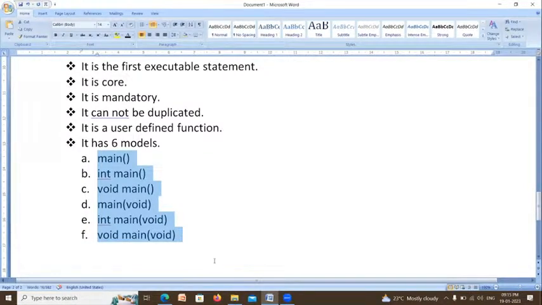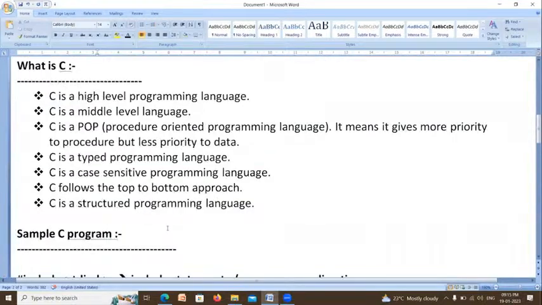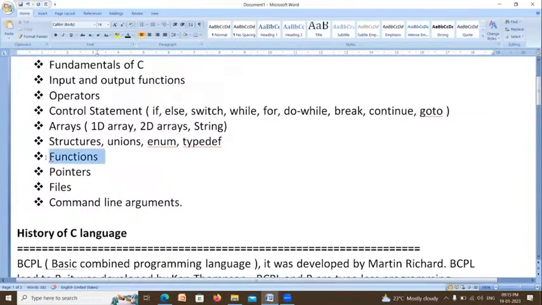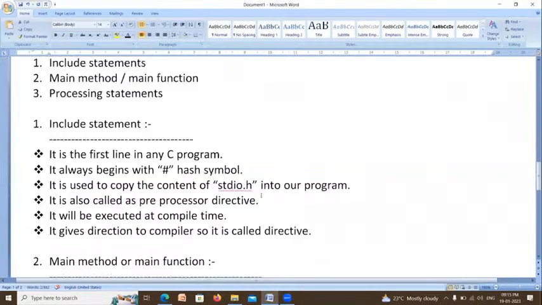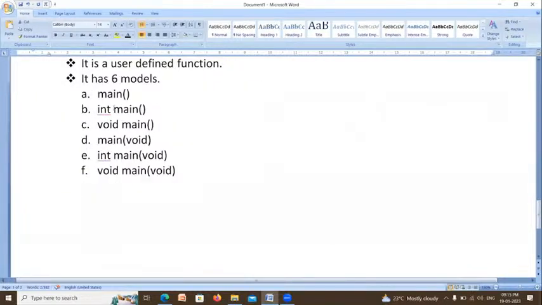There is no difference. Actually, you can understand the difference at the time of functions. There is one concept, no? I already explained it to you. Functions concept. At the time of functions, you can understand what is the difference between int main, void main, and just main.